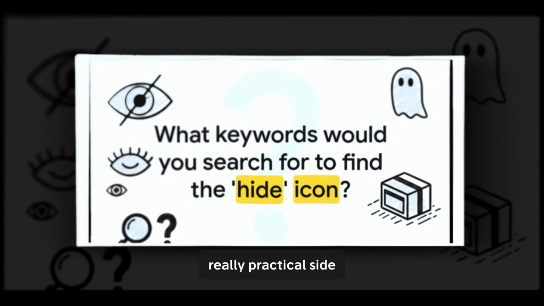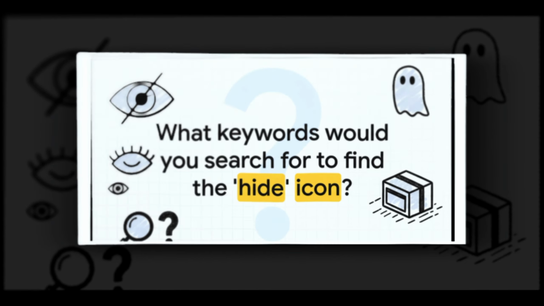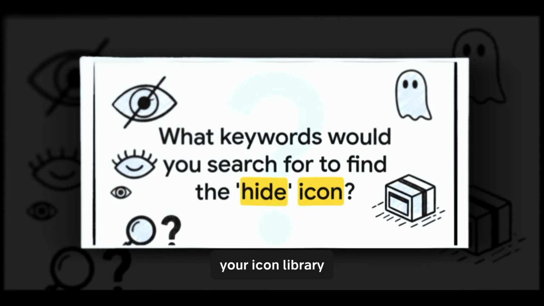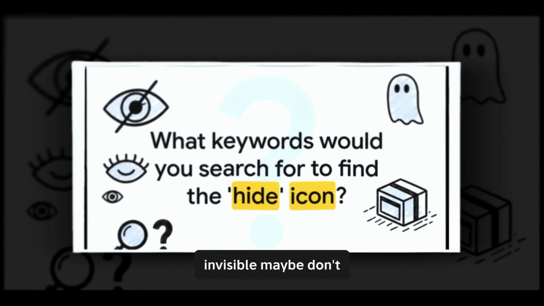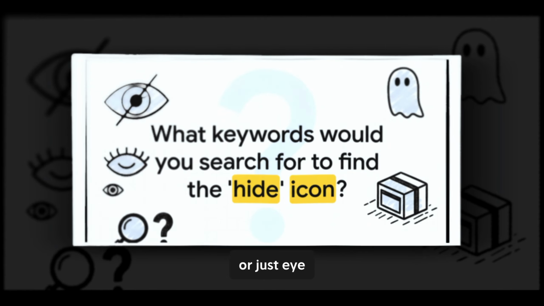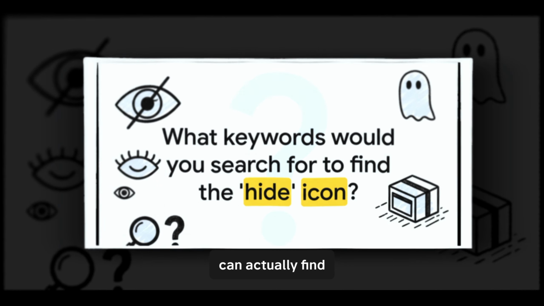And think about this from a really practical side. Let's say you needed an icon that means hide. What would you actually type into your icon library to find it? Hide? Hidden? Invisible? Maybe don't show or just I? A good icon system thinks about all of these possibilities so that designers can actually find the right icon and use it correctly.